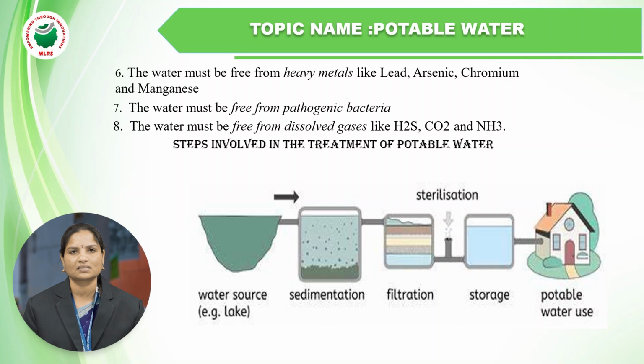It means it should not contain pathogenic bacteria or harmful organisms like algae, fungus or different types of viruses and microorganisms. If such pathogenic bacteria are present in the water, it is not suitable for drinking. The water must also be free from heavy metals and their hydroxides, heavy metals like iron, manganese, lead and tin. If these metals are present in our water, such water is also not suitable for drinking purposes.